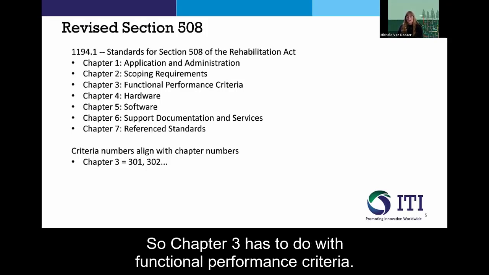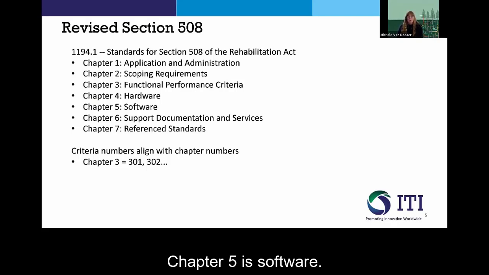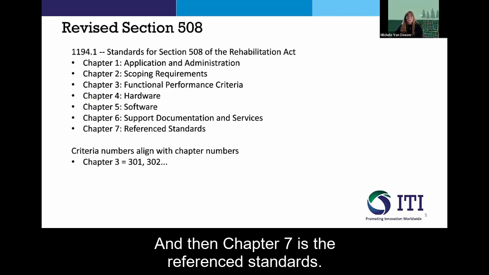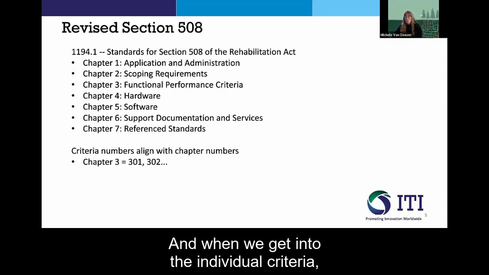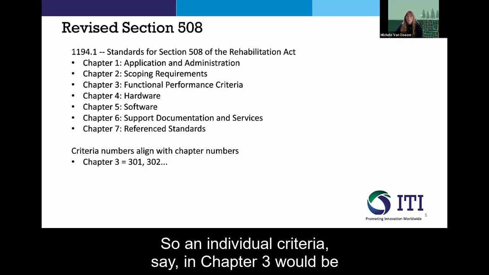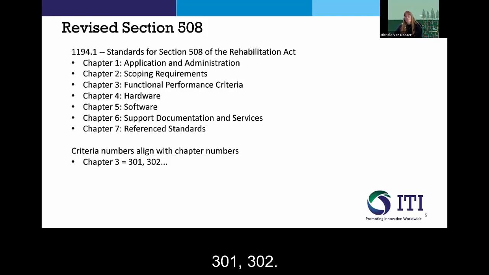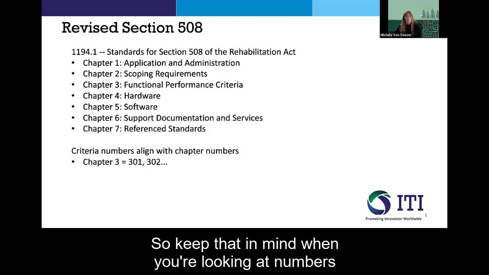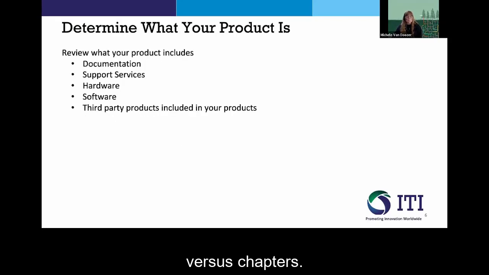Chapter 3 has to do with functional performance criteria. Chapter 4 is hardware. Chapter 5 is software. Chapter 6 is support, documentation, and services, and then Chapter 7 is the reference standards. Now, when we get into the individual criteria, the numbering is a little bit different. An individual criterion in Chapter 3 would be 301, 302. Chapter 4 would be 401, 402, etc. So keep that in mind when you're looking at numbers versus chapters.